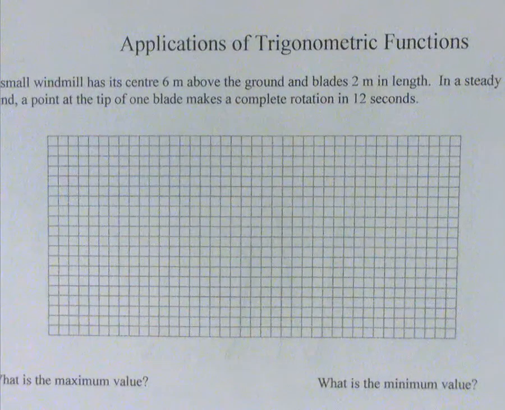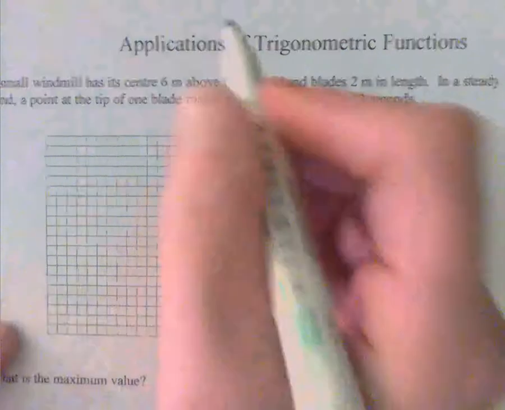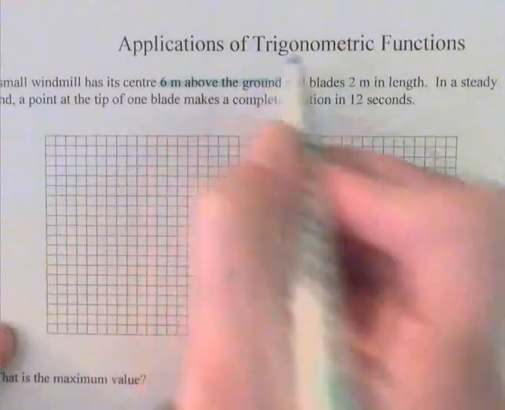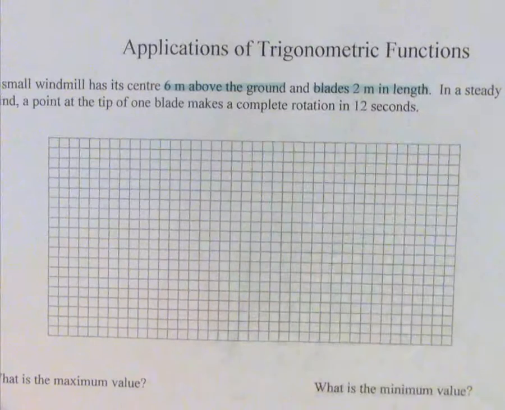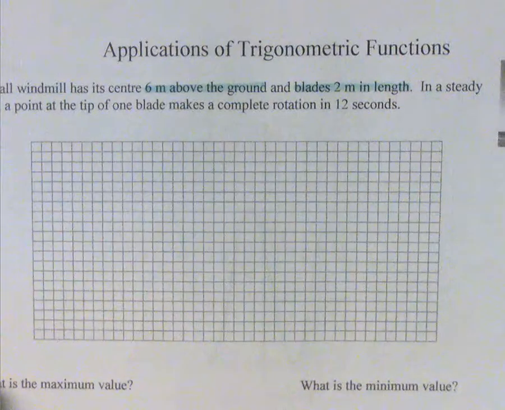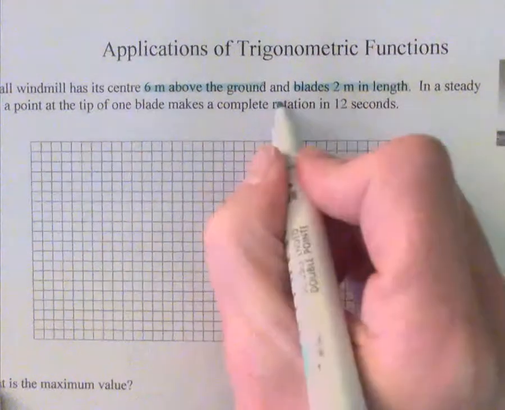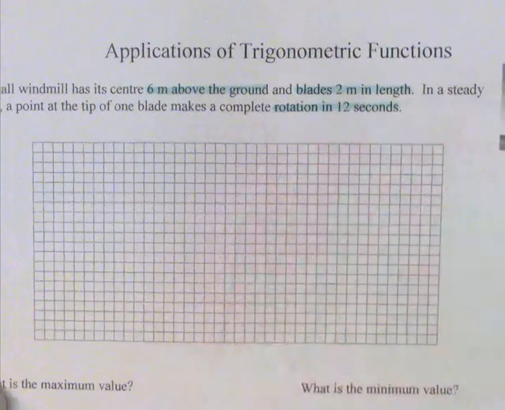Okay, let's look at an application. We have a small windmill that has its center 6 meters above the ground. So I'm going to highlight 6 meters above the ground. And the blades are 2 meters in length. In a steady wind, a point at the tip of one blade makes a complete rotation in 12 seconds. So I'm going to highlight that.